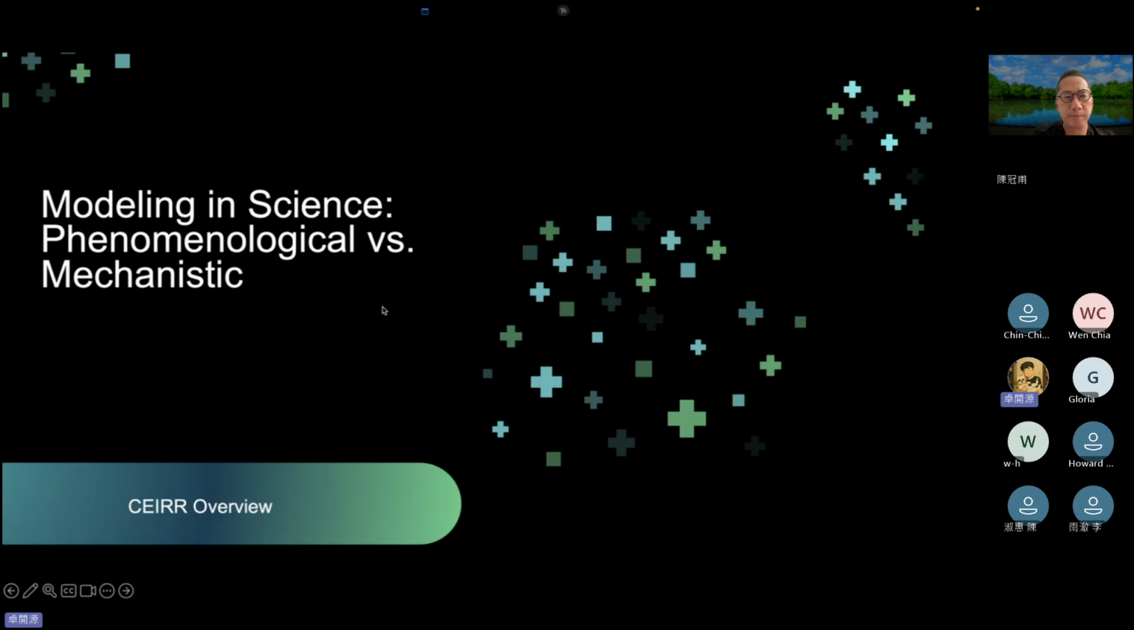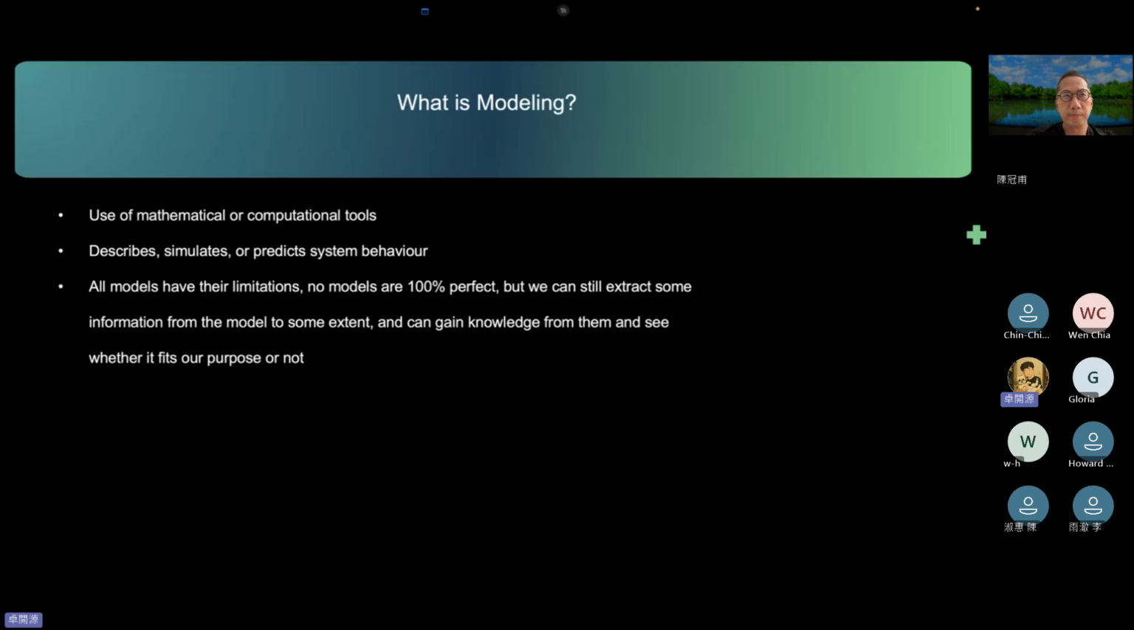Today I'll be discussing modeling in science, mainly phenomenological versus mechanistic modeling. They mentioned this in one of the modeling sessions in the meetings. To jump straight ahead, modeling is essentially a combination of mathematical or computational tools to describe a system or data that we have collected. All models have their limitations and no model is 100% perfect, but using these models we can still extract some information and gain some knowledge from them.